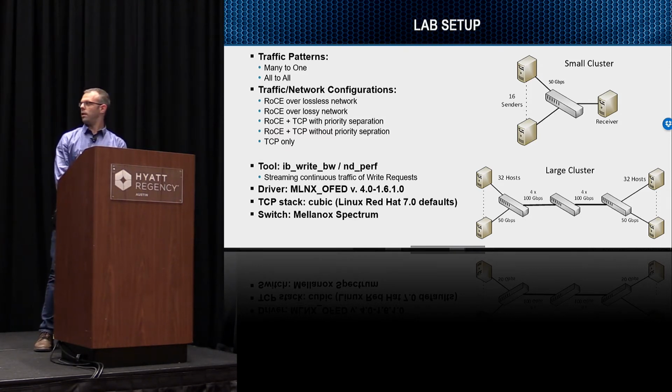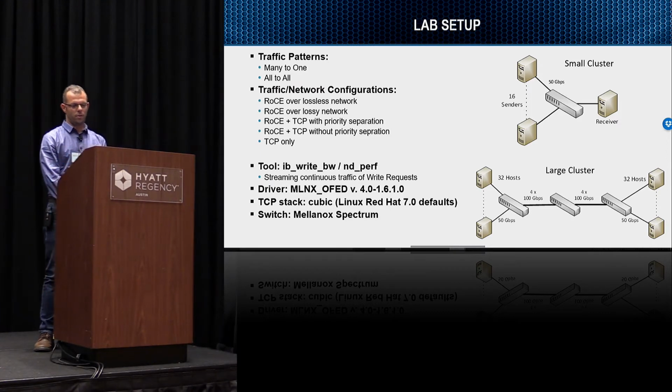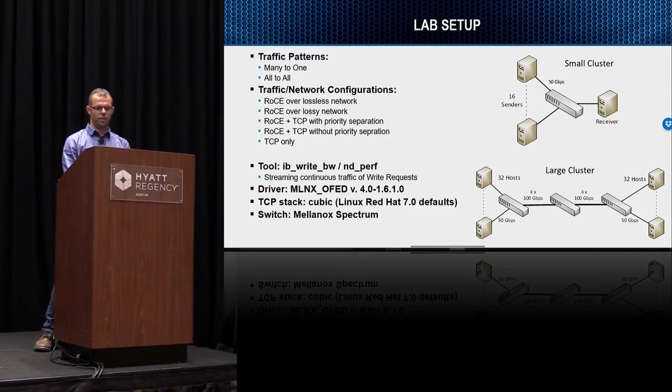The second lab setup is what we call the large cluster. It is composed of 64 hosts, divided into 2 groups, and connected with 3 switches between them, where there are multiple links between the switches. This is used to mimic inter-rack traffic with multiple paths between racks.